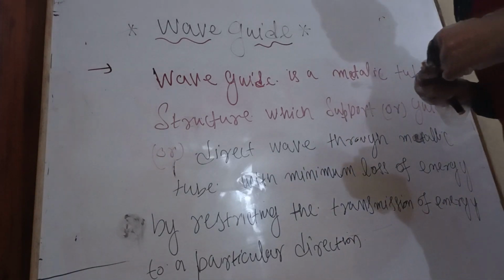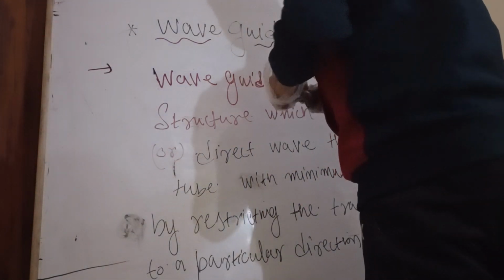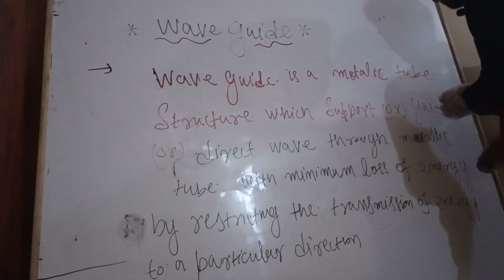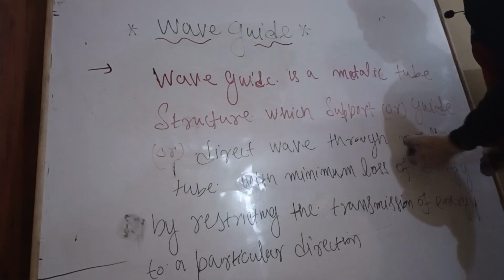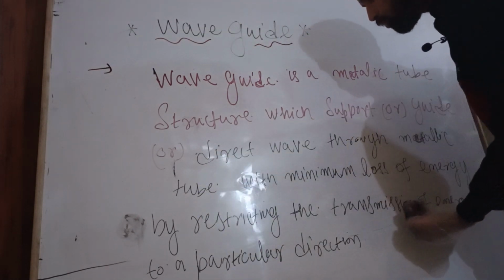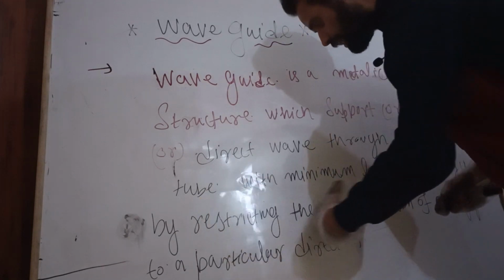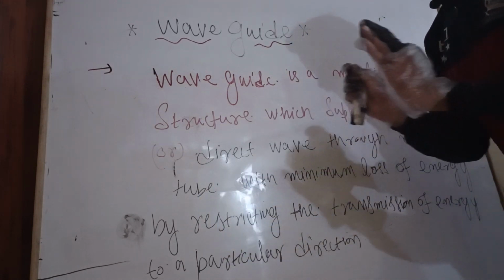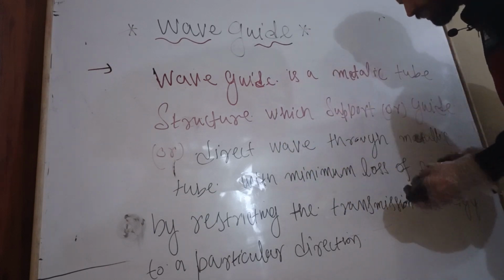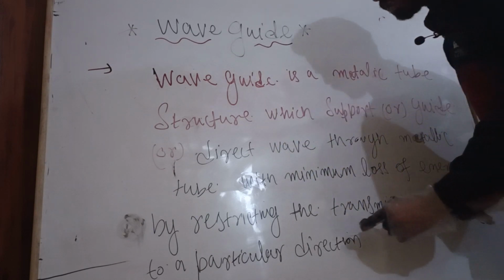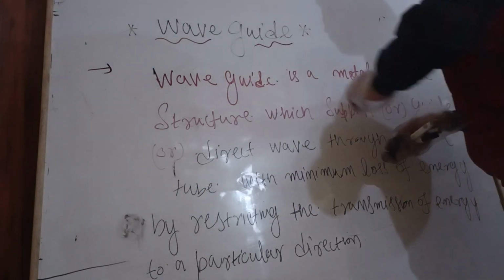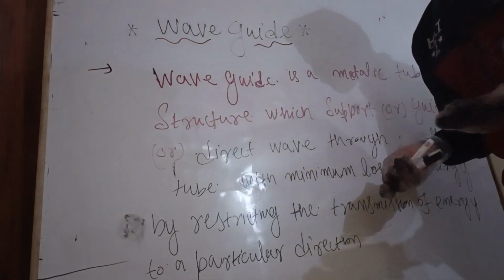Okay, so this is what a waveguide is. A waveguide is a metallic tube structure which supports, guides, or directs the wave through it with minimum loss of energy by restricting the transmission of energy. Whatever energy the guide is transmitting, it will restrict to a particular direction.